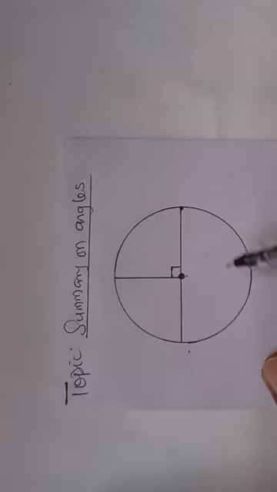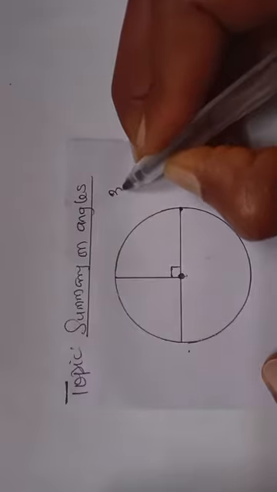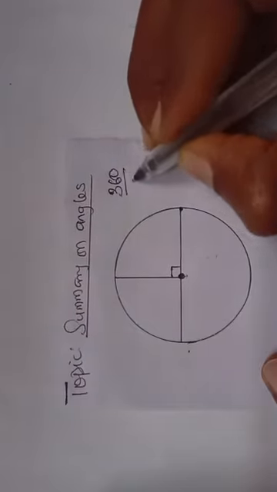Now, the sum of angles in this circle we say is equal to 360 degrees. All the angles in a circle, their sum should give 360 degrees. So note this one down. Now, when you divide the circle into two equal halves, it's more like saying 360 divided by 2.